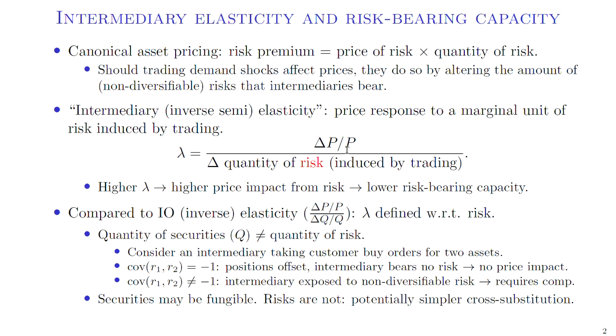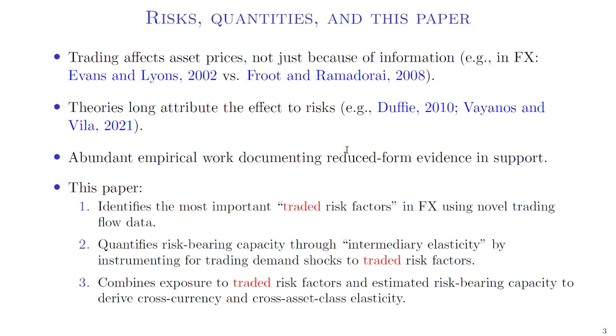Now, really, this idea comes down to this very basic point that these securities might be fungible, but risks are not. This, as you will see, generates a cross-substitution. And this idea that risk, quantity and asset prices are related goes back very long. Empirically, we have found much evidence showing that trading indeed impacts asset prices, not just because of information. And the theory models have frequently attributed these effects to risk. There are papers like Duffie's paper, Vayanos and Vila's paper, and you can go back as early as the 1980s, like Grossman and Miller's paper.